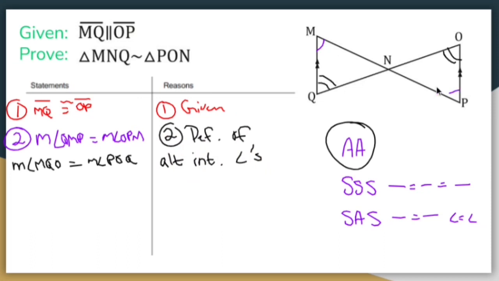Oh, these angles are the same? These angles are the same? And all I have to do is prove that they're similar? Then they're similar. MNQ is similar to PON. And that's using AA. And that's it.